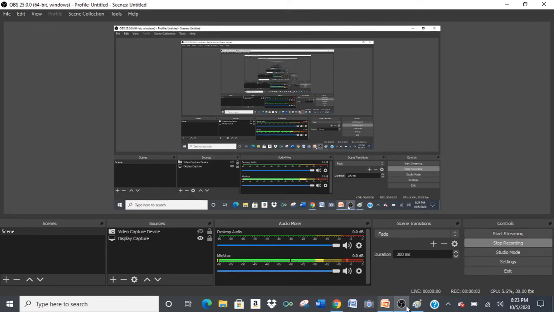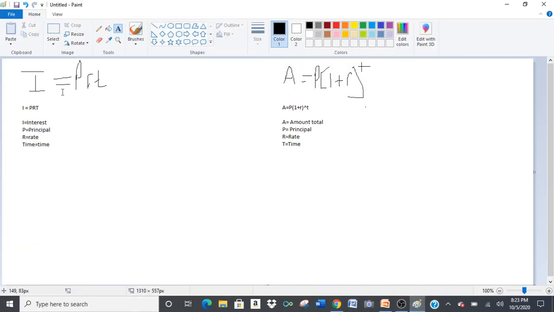Alright, so we're going to go over simple interest and compound interest. Here we have two different formulas. This right here is for simple interest, and over here is for compound interest. Think of both of these as different ways that interest can accumulate for a loan or an investment.